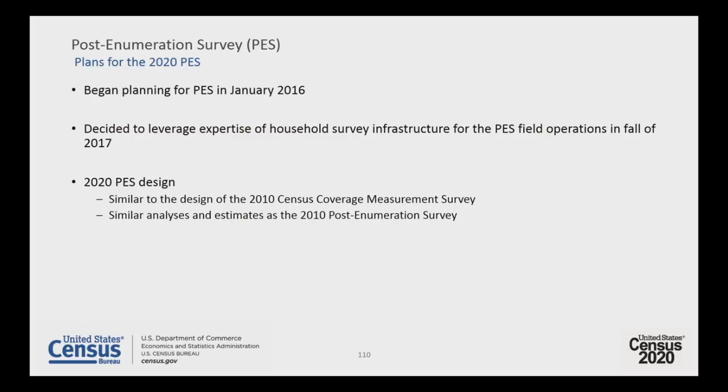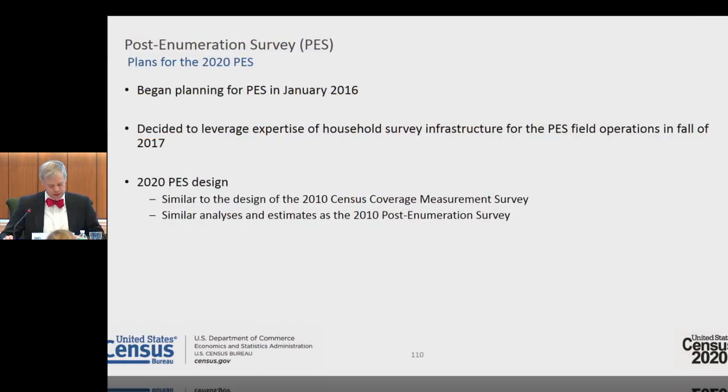In an effort to mitigate risks associated with design changes and to keep measurement properties of the coverage estimates invariant over time, the design of the 2020 PES is very similar to the 2010 CCM. We're also relying on the solid design and methods from the 2010 CCM because of budget limitations during the decade. Current plans are to provide coverage estimates for people and housing units by similar characteristics as reported in the 2010 CCM. As a note, group quarters, people living in group quarters, and remote Alaska are out of scope.